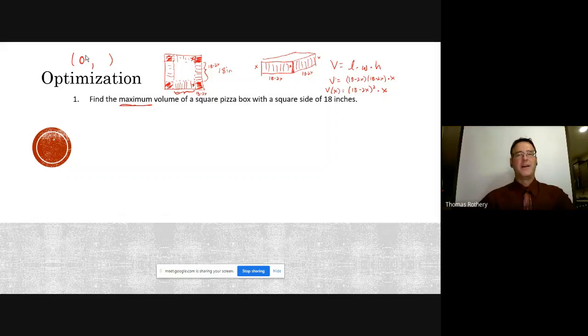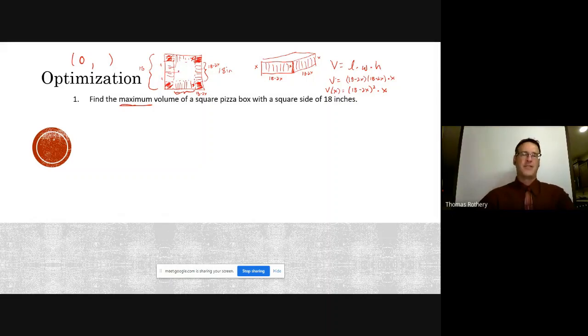Can't really have a height of 0, otherwise you don't really have a box, you just have a flat piece of cardboard. And if I think hard about the max that this could be, well, here's kind of our hint. If this is 18, as I shared on the other side, and I keep cutting out bigger and bigger pieces on each side, the biggest square that I could cut out would have a side of 9, because it would be 9 here and 9 there.